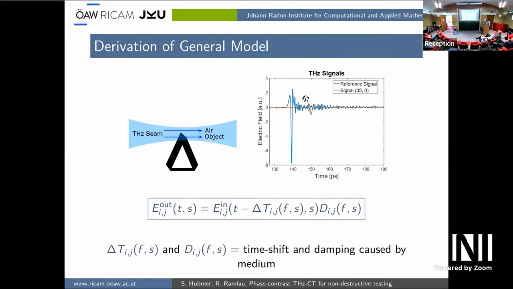So let's say we have a terahertz beam, which is imagined as a bundle of rays passing through, which have this profile, which I showed you. And then we say, okay, what comes out at the other end is the thing that goes in, delayed and dampened. The I and J stand for a parallel line and for an angle. So for each angle and parallel line, the field that goes out is the field that went in with a delay and a damping. And the delay and the damping, of course, through the medium.